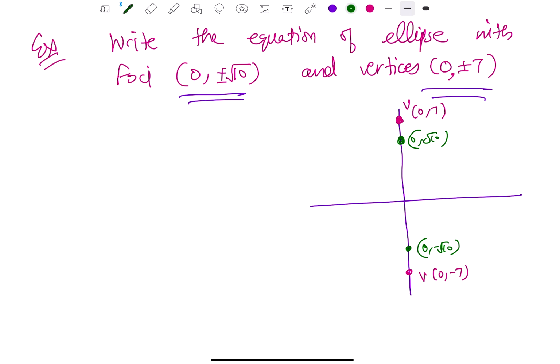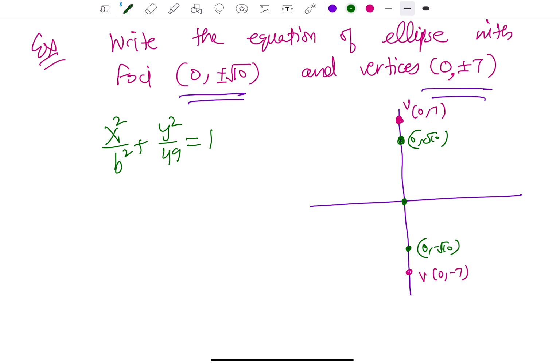All right, so let's go ahead and think about it here. y is going to have the bigger number in the denominator, and y squared is going to have 49 in the denominator. So x squared over b squared plus y squared over 49 equal to 1. The center is 0, 0, because you can see that's exactly in the middle of my vertices. We can find the midpoint of the two vertices. That's going to give us the center.